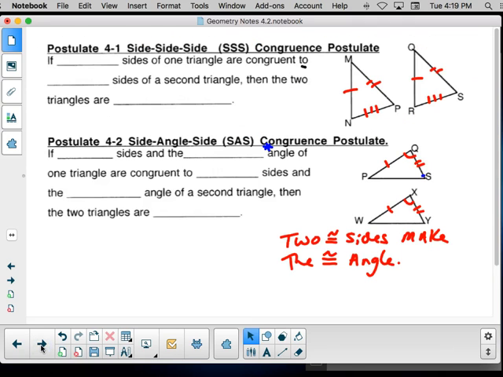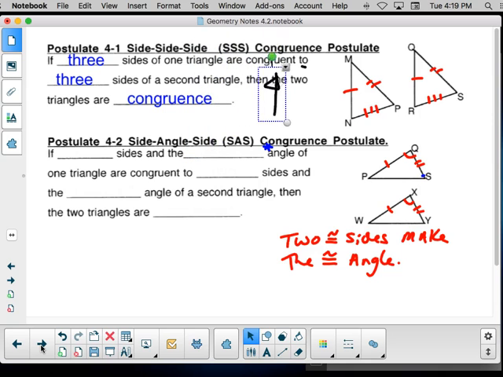Now remember, today's all about shortcuts. And here's the first one. Side, side, side congruence postulate. Let's get an arrow here to point to. If 3 sides of one triangle are congruent to 3 sides of a second triangle, then the 2 triangles are congruent because of side, side, side congruence. This is 3 corresponding sides; each side has a pair that's congruent. That's it. If I have just 3 sides, I don't need anything else. That's enough to say 2 triangles are congruent.